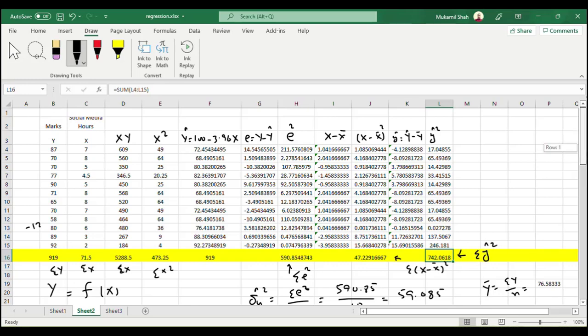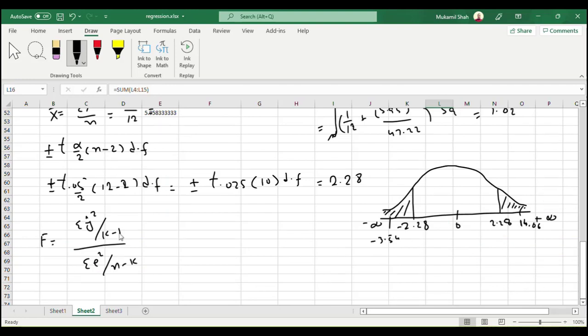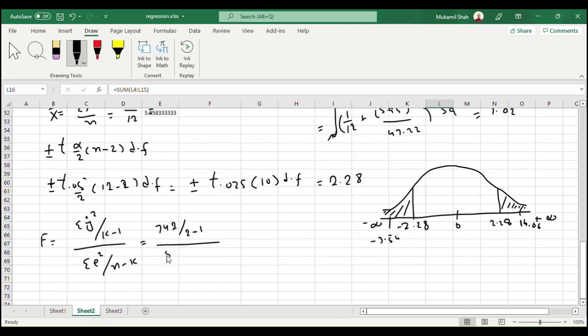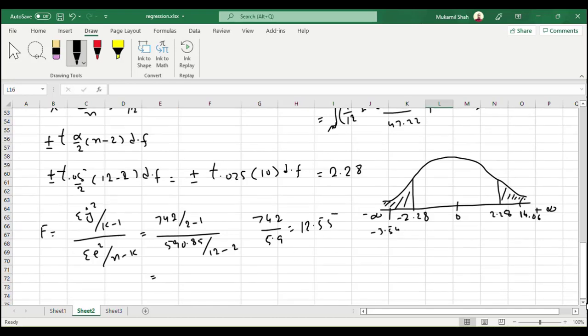Now putting in the values, small y hat square is equal to 742. So this is 742 divided by 2 minus 1, divided by summation e square, which is 590.85, divided by n minus k, that is 12 minus 2. If we calculate it, this is equal to 742 divided by 5.9. Overall this is equal to 12.55. So this is your F calculated value for the analysis of variance.